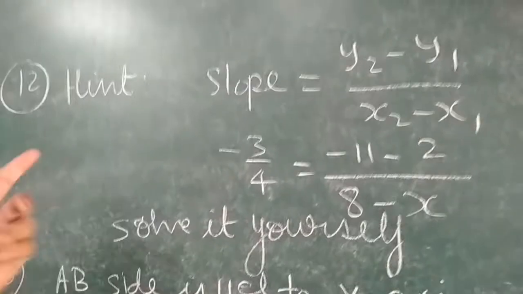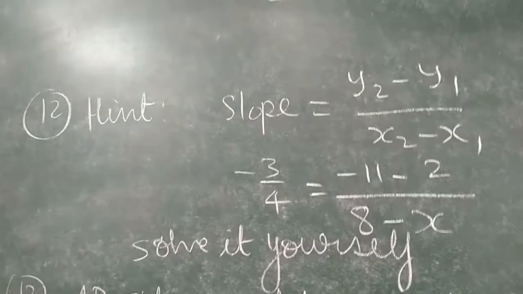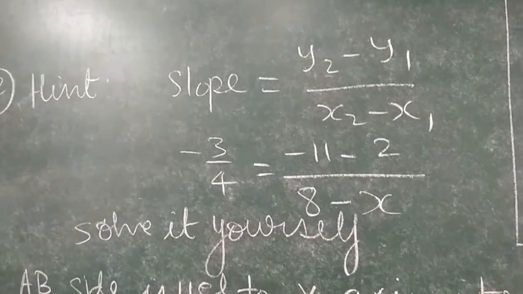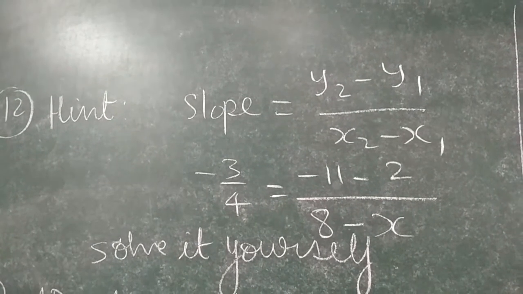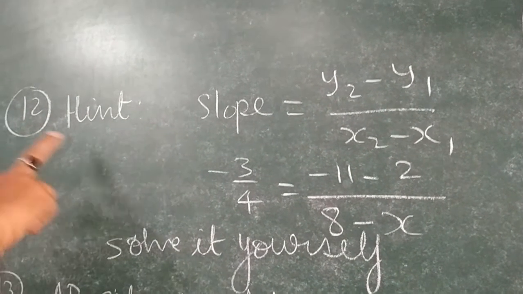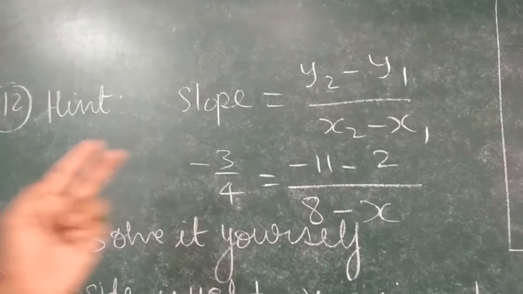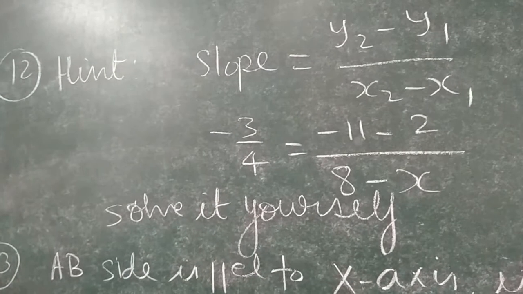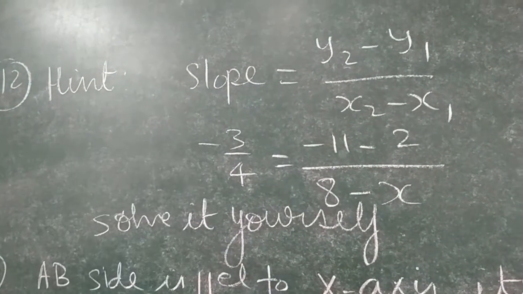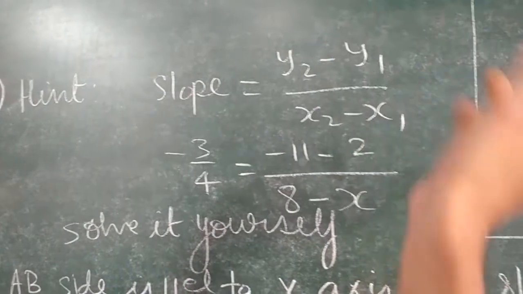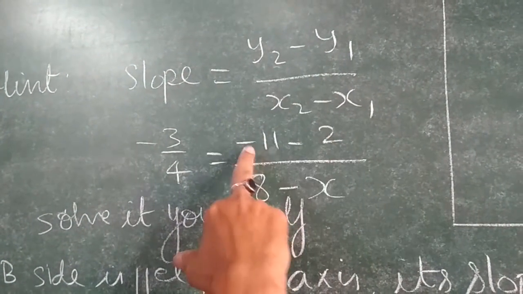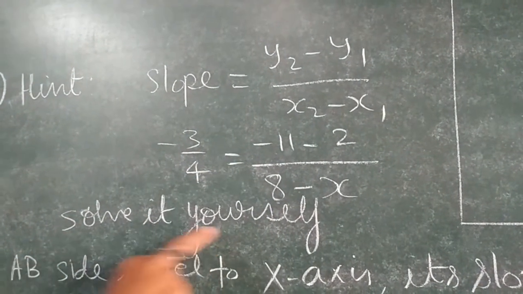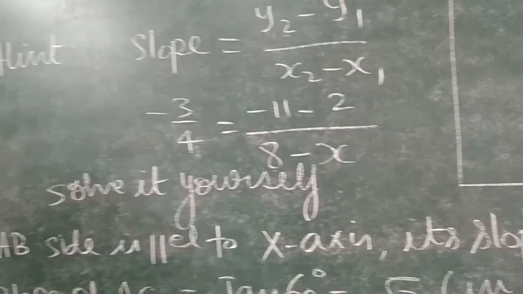Now students, question number 12. In this question I give you the hint only because I hope if you have done the earlier question by making it clear in your mind, then you can definitely do these questions. The hint: slope equal to (y2 minus y1) upon (x2 minus x1) is the formula, and in the question you are given the slope 3 by 4 and 2 points are given. So putting all the values here, minus 11 minus 2 upon 8 minus x. Now by cross multiplying you have to solve it yourself to find the value of x.